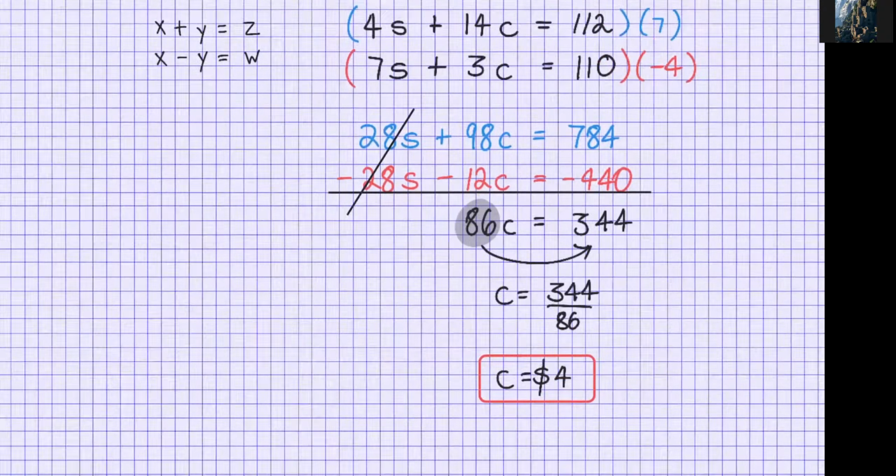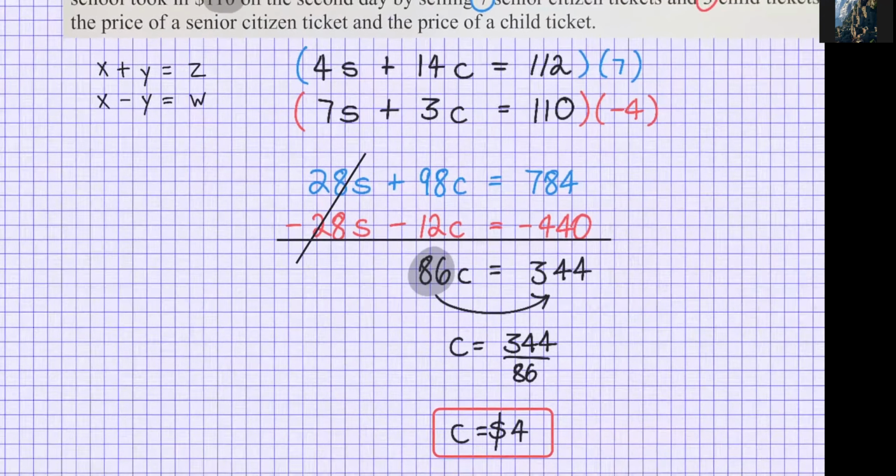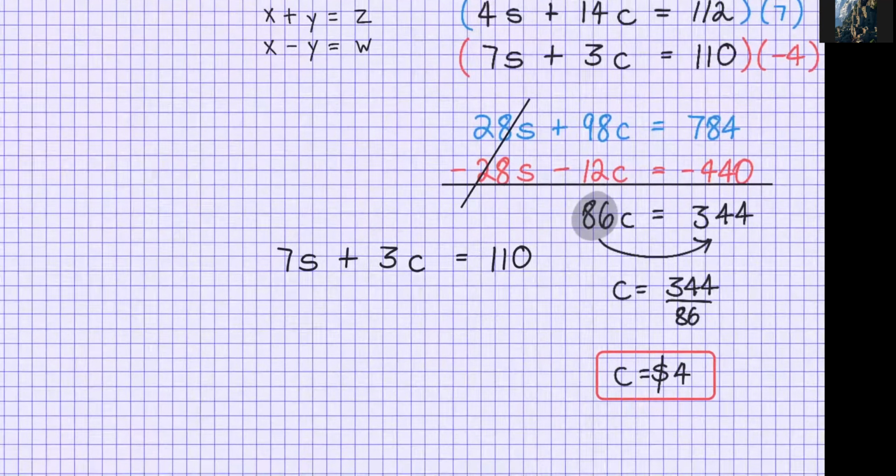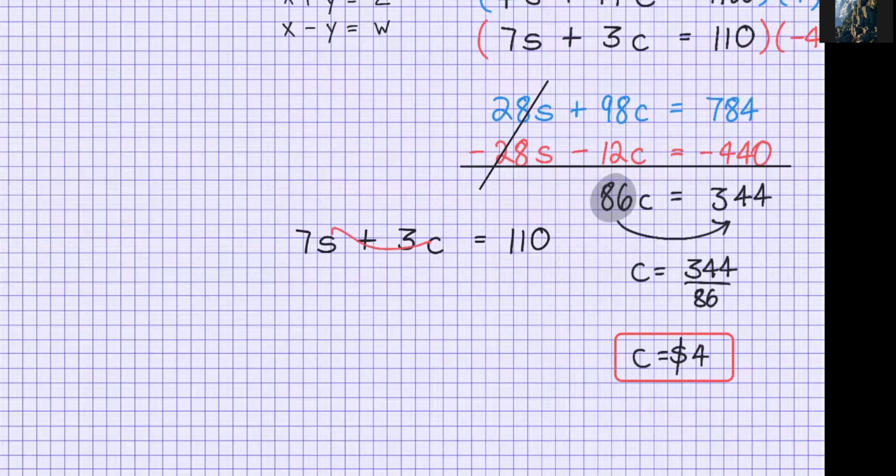Now, if we want to find the value for the other variable, it's just a matter of selecting one of these two equations and substituting the cost of a child ticket into the corresponding variable. So let me copy this equation right here, and let me bring it over here. Sorry about that.